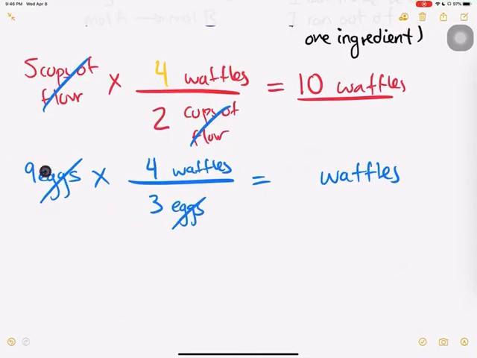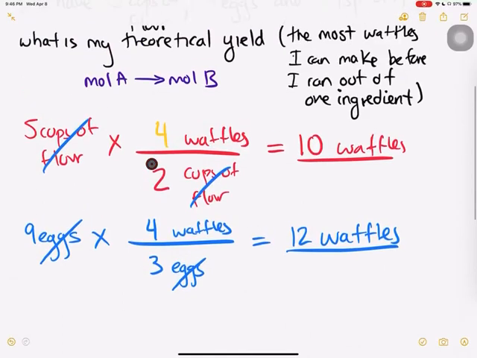So 9 times 4, that's 36, divided by 3. That should be 12 waffles. So it looks like I have enough eggs to make 12 waffles. Okay, that's the second example and the second part of the exercise.